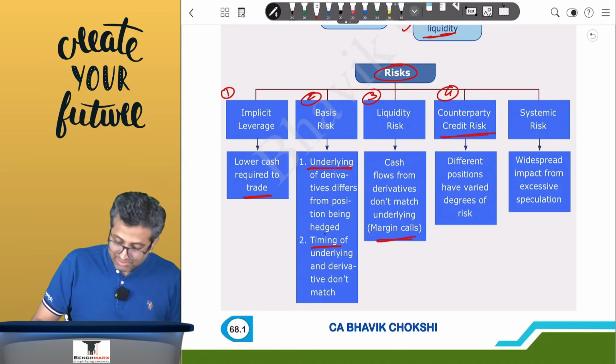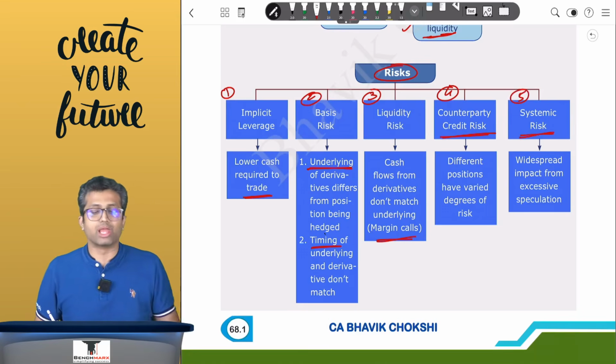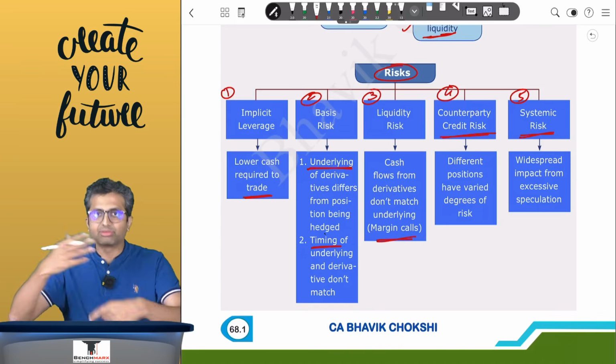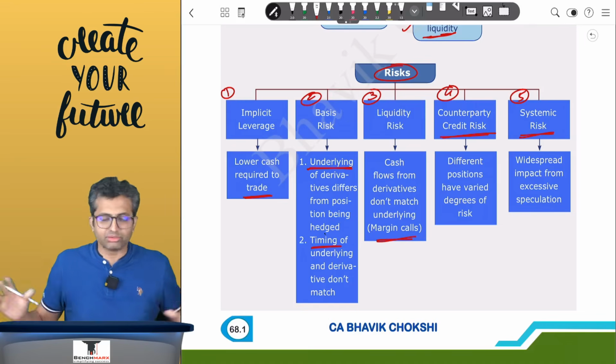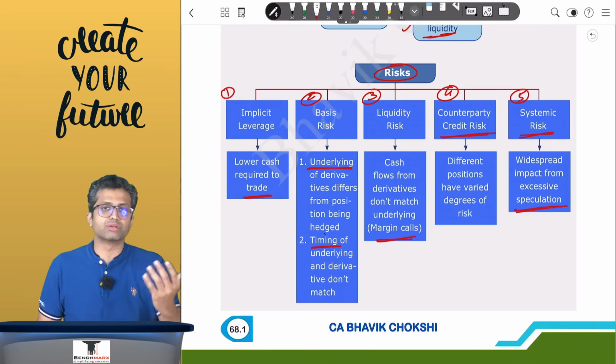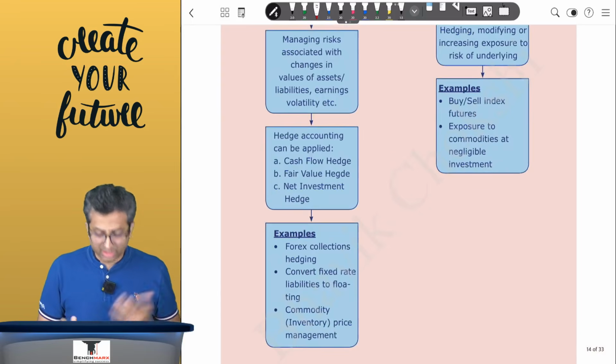And then there is systemic risk, where it is possible that if there is a sudden collapse, there can be a lot of losses which might result in a systemic risk, like what happened in the 2008 global financial crisis, which might result from excess speculation. So these are the overall risks and advantages of derivatives.